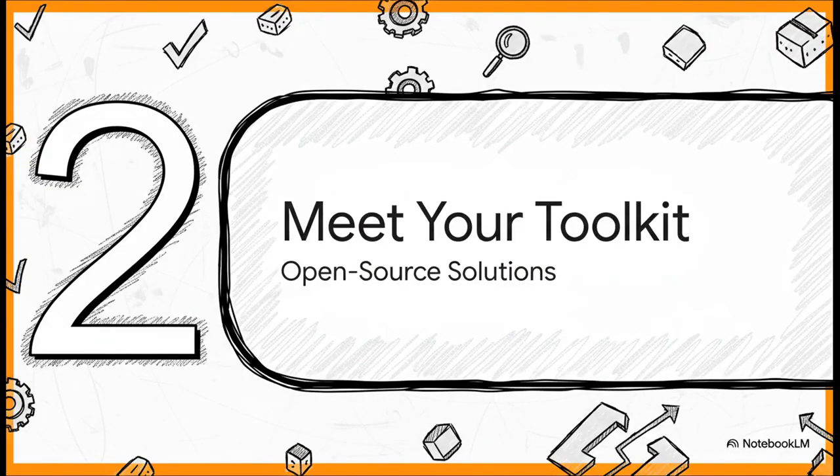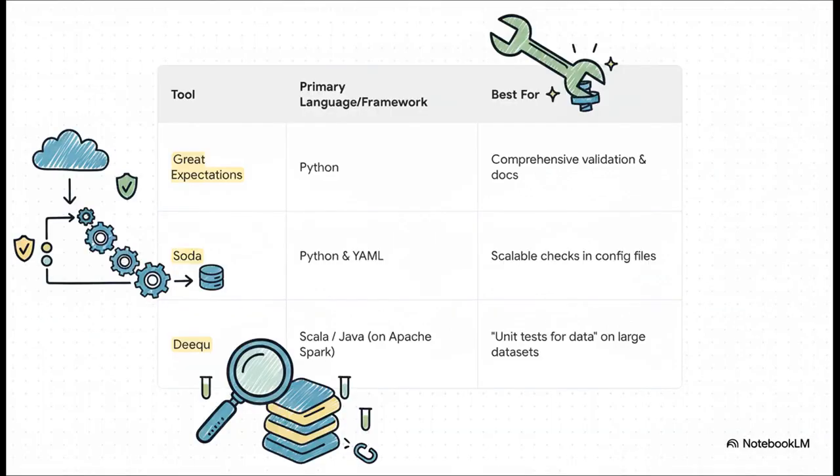Okay, but here's the good news. The data community has really stepped up to fight these problems. There are some incredible open source tools out there. Let's meet the big three, the heavy hitters in this space. So here they are. Great Expectations, Soda, and Deequ. Each one has its own personality, its own superpower.